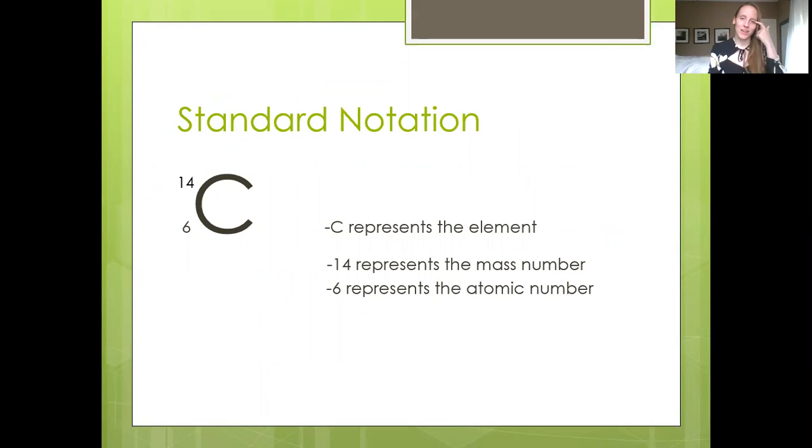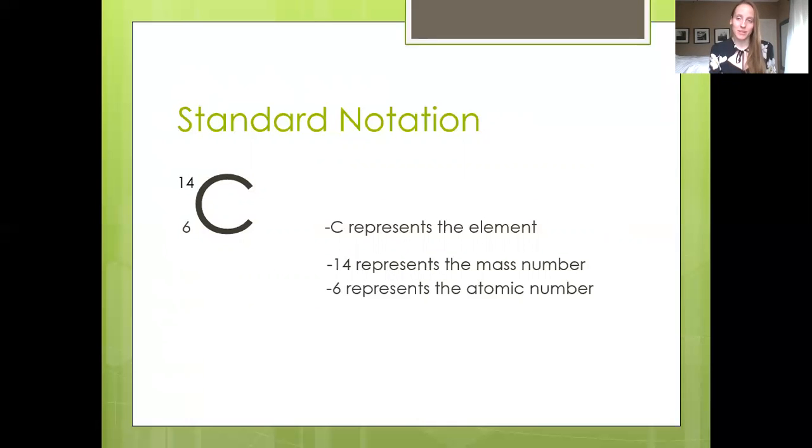This is something called standard notation. It's how we represent an atom or an element. The symbol in the middle just represents the element. That's the same symbol that you will see on your periodic table. So C would be carbon, and then the atomic number goes on the bottom and the mass number goes on the top, which is backwards from how we would see it on the periodic table. So just keep that in mind.